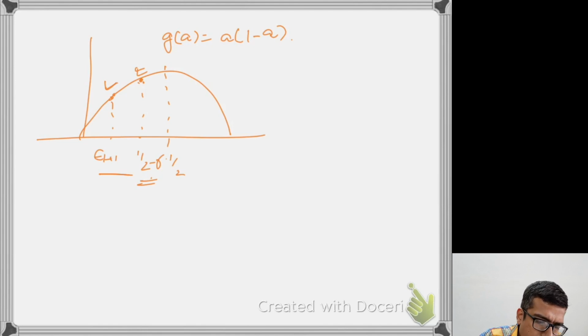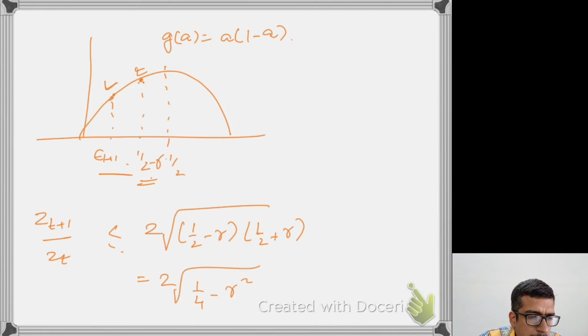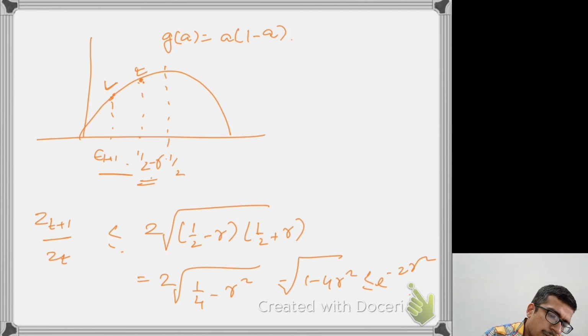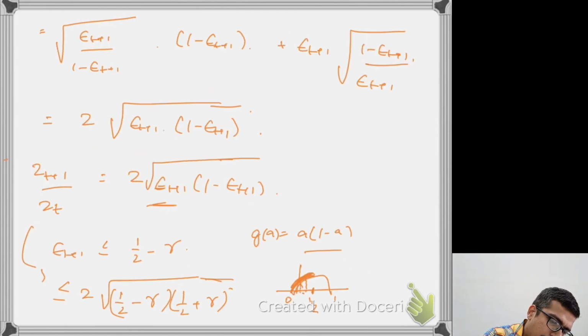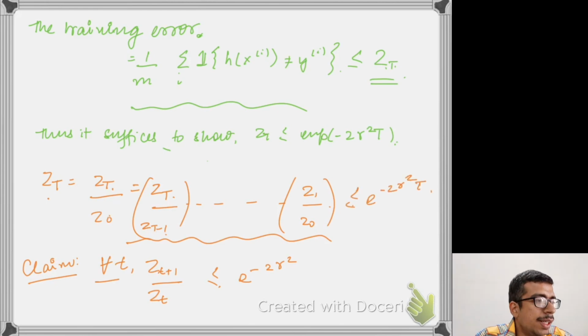Okay. So what we have is that Z_{t+1} over Z_t is less than or equal to twice the square root of (half minus gamma) times (half plus gamma), which is twice the square root of 1/4 minus gamma squared, which is the square root of 1 minus 4 gamma squared, which is less than or equal to exponential of minus 2 gamma squared. So every term in this particular product is upper bounded by exponential of minus twice gamma squared. So overall this is less than or equal to exponential of minus twice gamma squared times capital T.